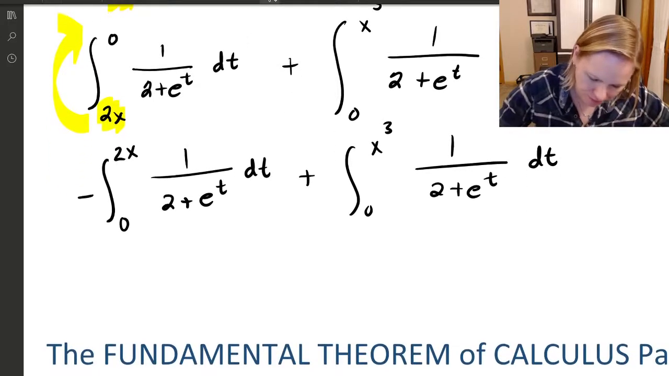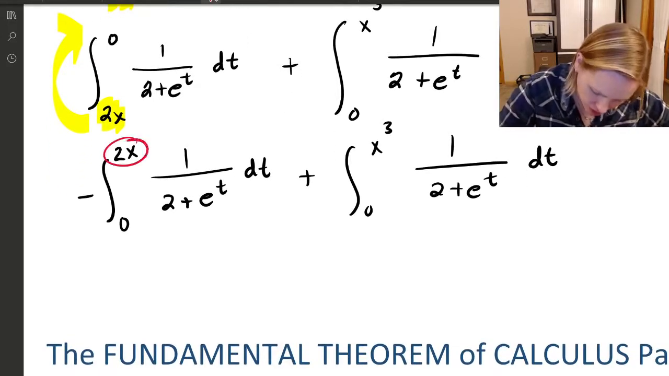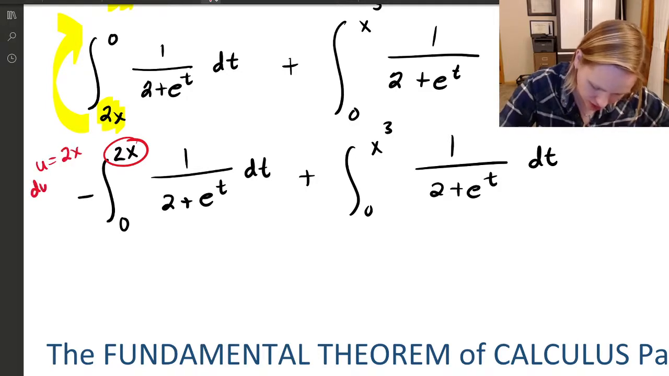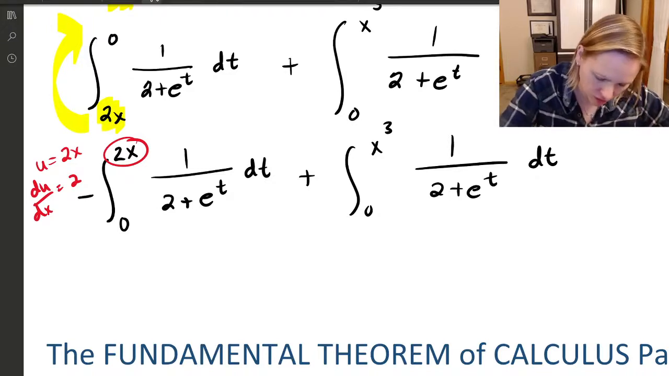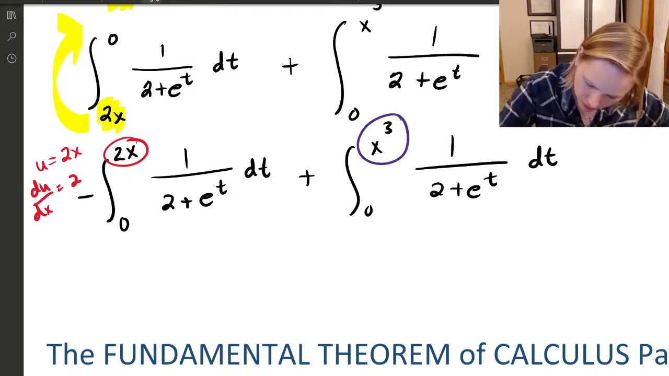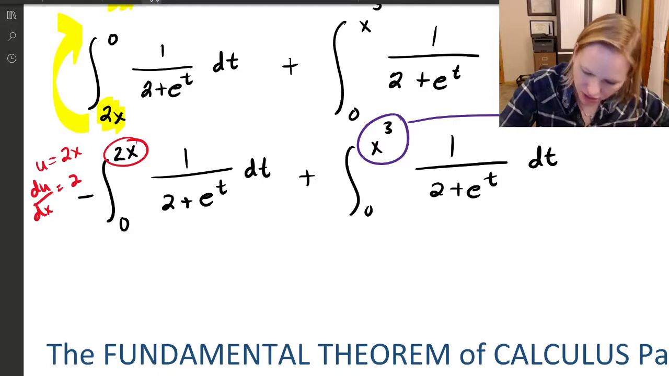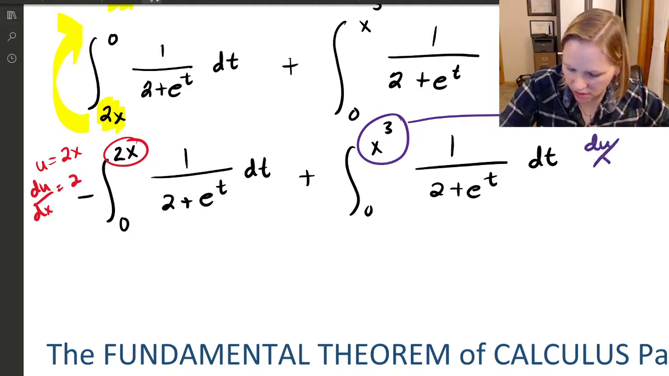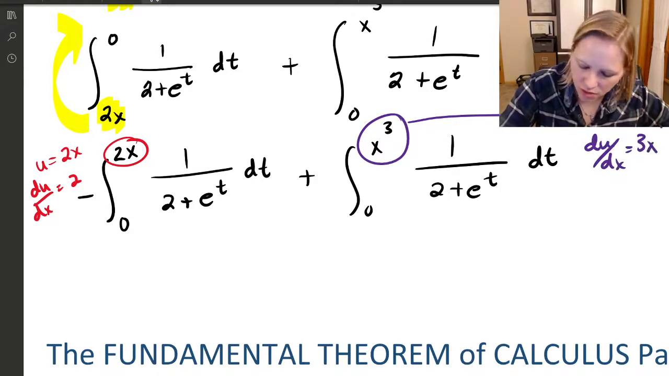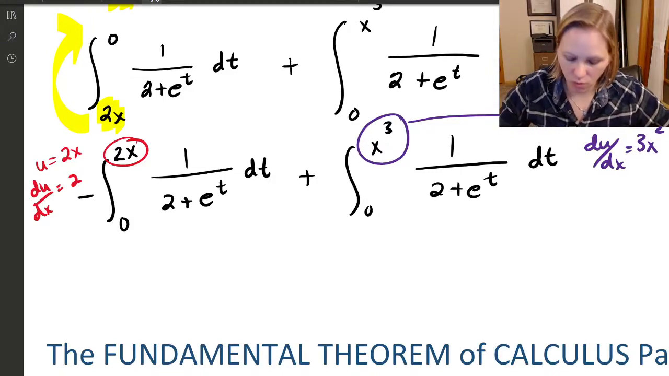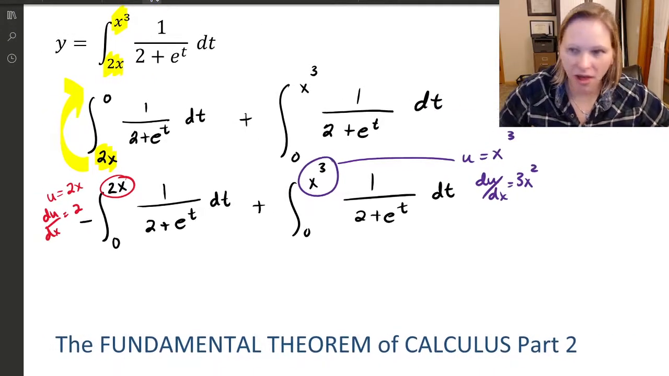Now I am ready. But I'm also going to notice that in this integral, u is 2x. So for this integral, du/dx is 2. Over here, in this integral, u is x cubed, so du/dx will be 3x squared. So I need to consider that when I am working these out.